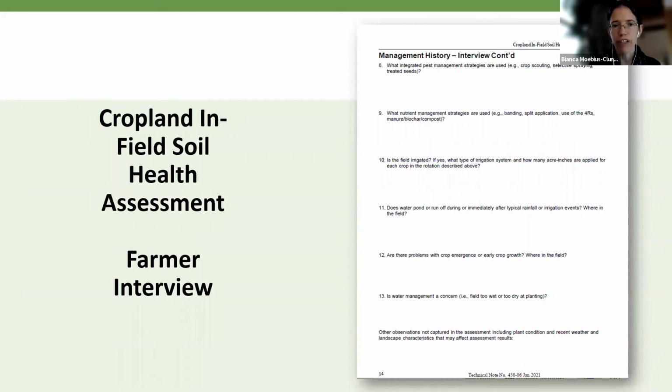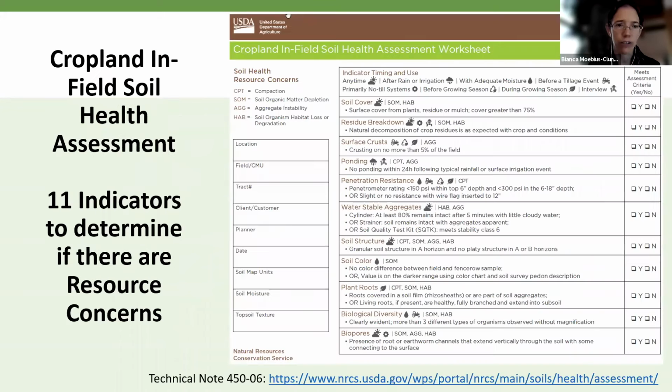The Cropland In-field Soil Health Assessment, we put together a technical note at NRCS on that when I was there. And so you can find a lot of really in-depth guidance. If you're going to do any of this in more than just walk out in the field and pick up on a few visual cues, you might want to download that document. It has in it a management history survey that gives you some of the kinds of questions you might want to ask a producer to understand better where they're at in terms of managing for healthy soils.